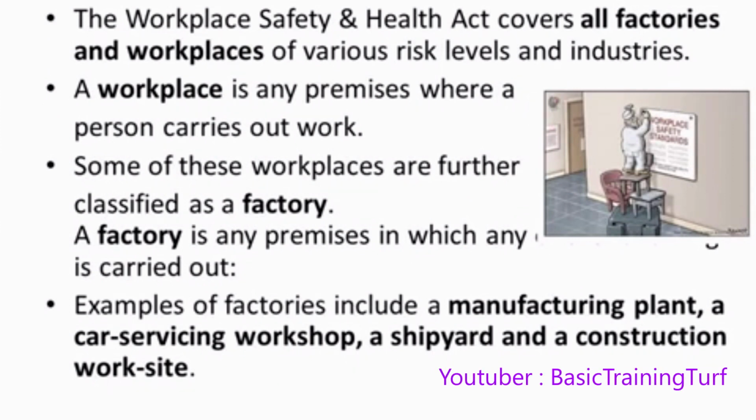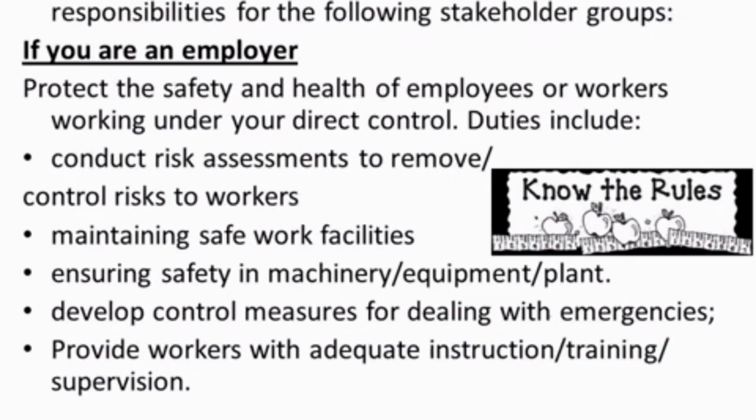All workplaces, unless exempted by the WSH Act. The Workplace Safety and Health Act covers all factories and workplaces of various risk levels and industries. A workplace is any premises where a person carries out work. Some of these workplaces are further classified as a factory. A factory is any premises in which any of the following is carried out. Examples of factories include a manufacturing plant, a car servicing workshop, a shipyard and a construction work site.